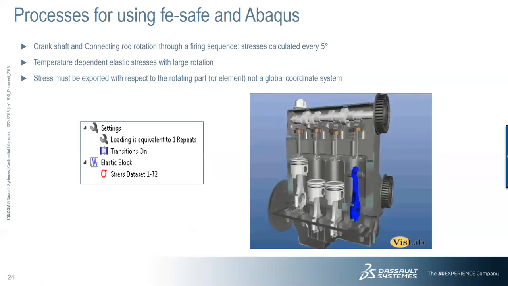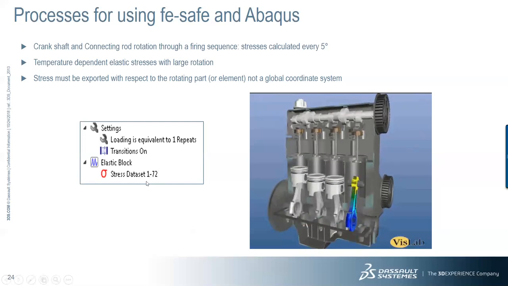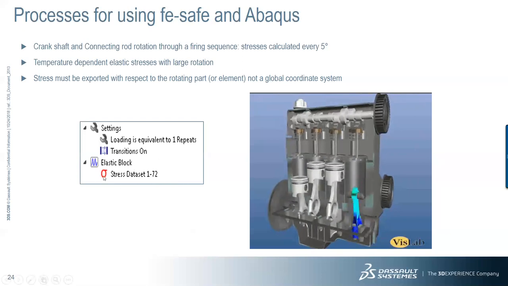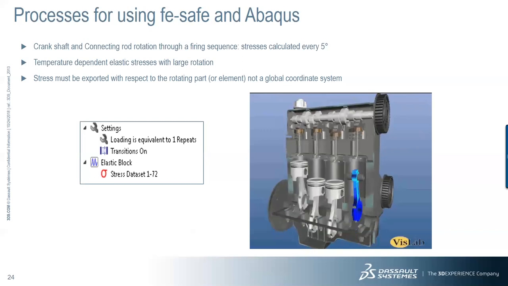And then once you have saved those results, you can directly use those in this elastic block. And now your loading is coming from those stresses going from 1 to 72. So it's taking the stress increments from 1 to the 72nd increment, and that represents the whole rotation. And now that becomes your loading, and once you get a repeat, that will be how many rotations it will need until you get that initiation. Yeah. So that is another class of problems which you can solve.